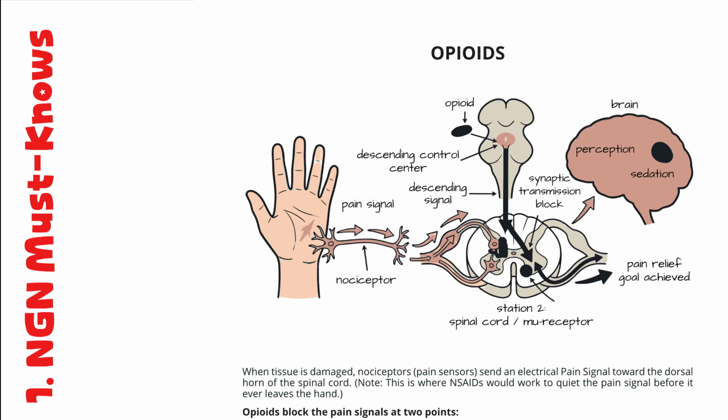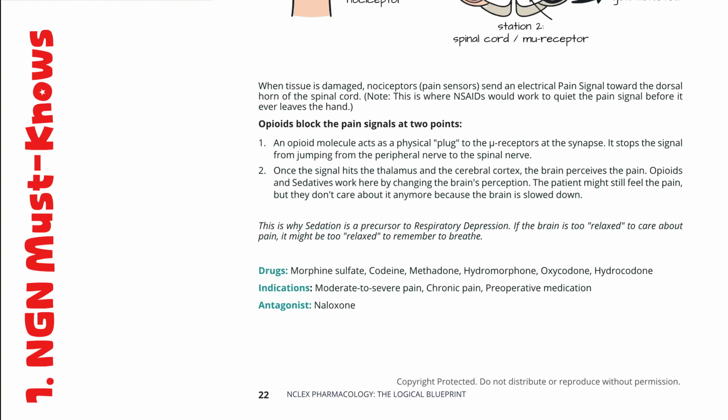Opioids work by blocking pain signals and slowing the brain's overall activity, which is exactly why sedation is a warning sign, not just a side effect. A brain too relaxed to register pain can become too relaxed to remember to breathe. That's the whole reason respiratory rate gets checked before every single dose. The core drugs are morphine, codeine, methadone, hydromorphone, oxycodone, and hydrocodone.